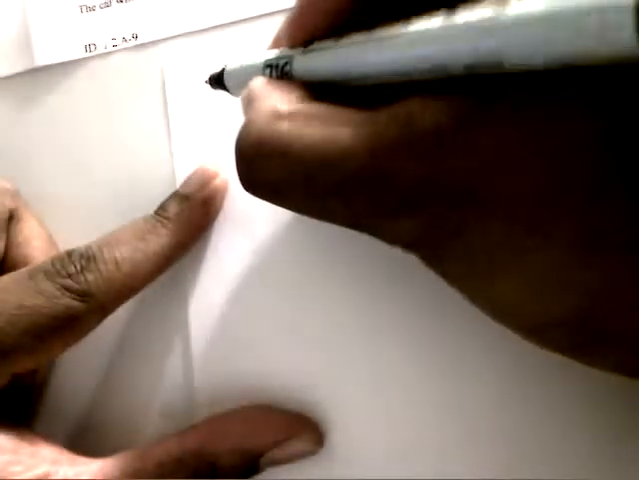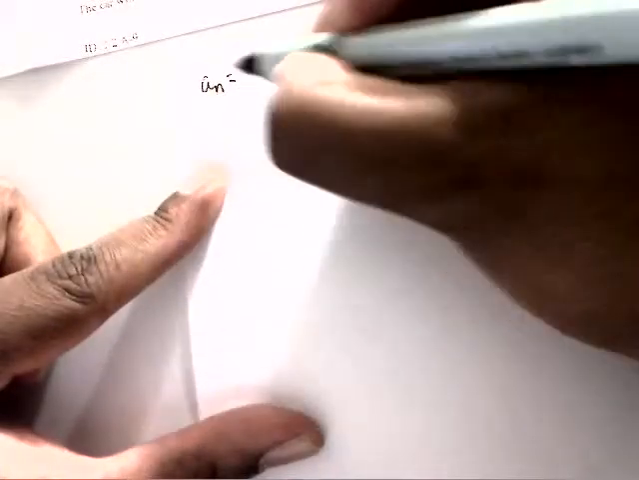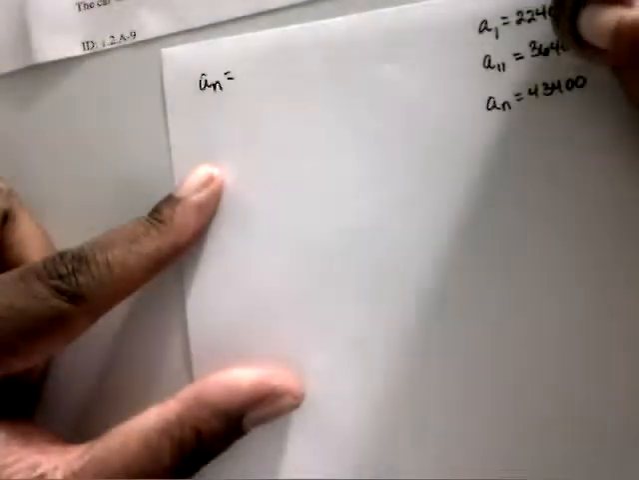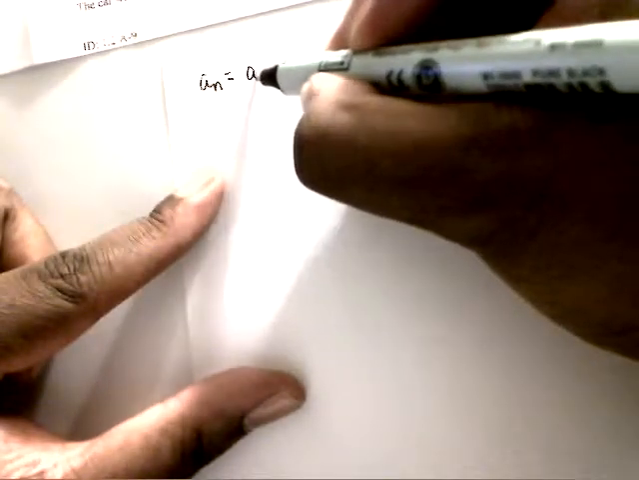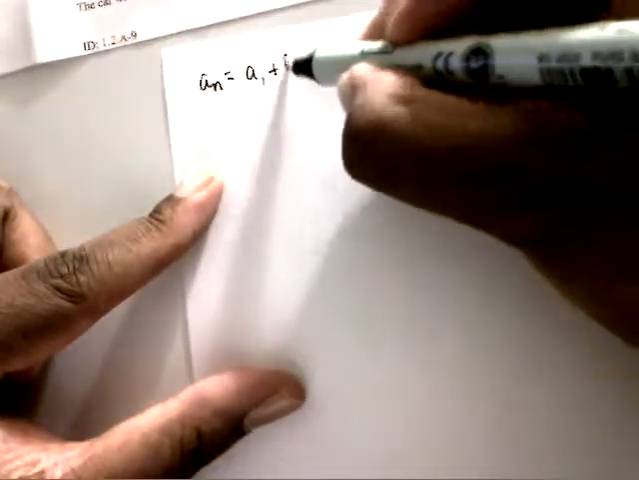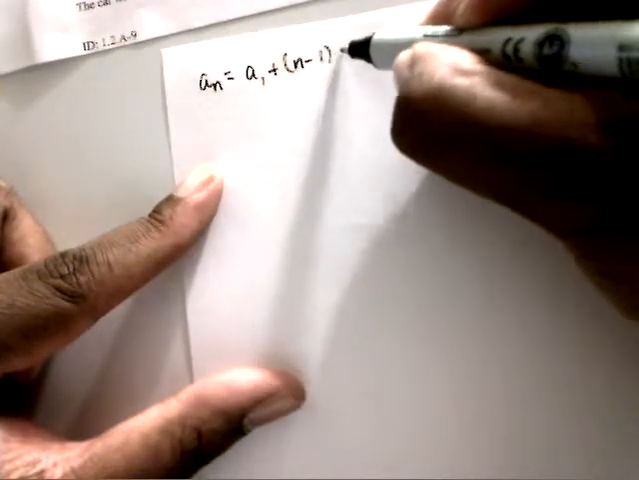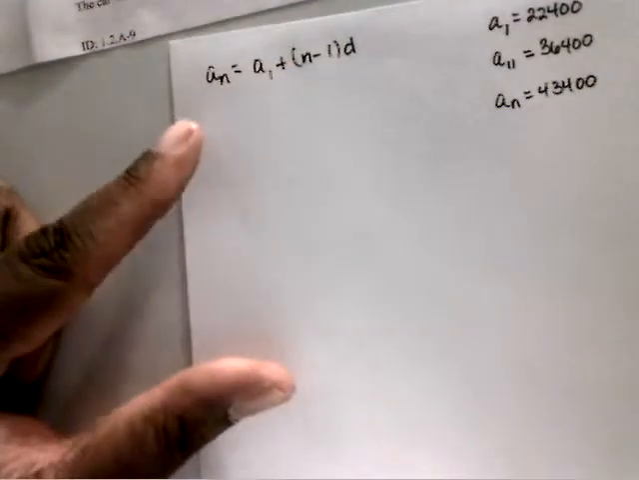Now, in which year will the car cost $43,400? That's your A sub n. And by the way, it's increasing by the same amount, so we have to use the formula for the arithmetic sequence. A sub n, that's the nth term of the sequence, that's equal to A sub 1 plus n minus 1 times d.